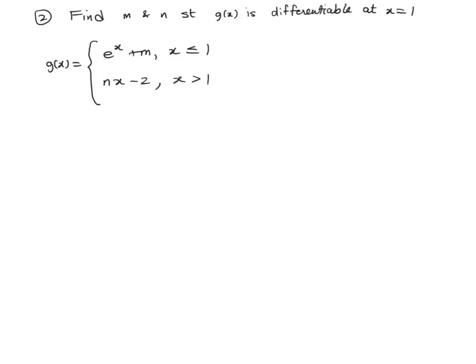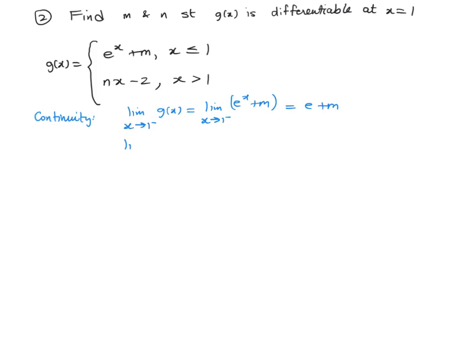Okay, so find m and n such that g of x is differentiable at x equals 1. Well, first of all, we need to talk about continuity, because without continuity, you can't have differentiability. So continuity means we first need to do the limit as x approaches 1 from the left of g of x. Well, that would be the limit as x approaches 1 from the left of e to the x plus m. And now I plug in numbers very, very close to 1, and I get e to the 1 plus m, or just e plus m.